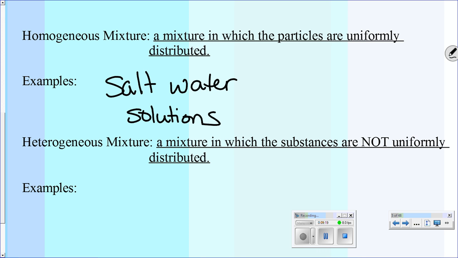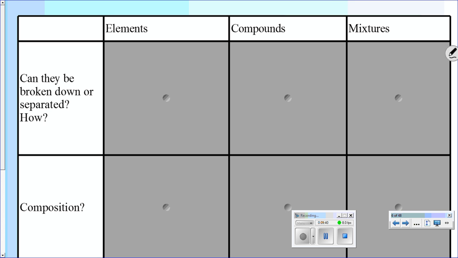Heterogeneous mixtures do not have uniform distribution. I love to use salad dressing for this one, especially those ones you have to shake up. Chicken noodle soup, soil, anything where if you take different samples out of that mixture, they may be a little bit different from one another because the particle distribution varies.